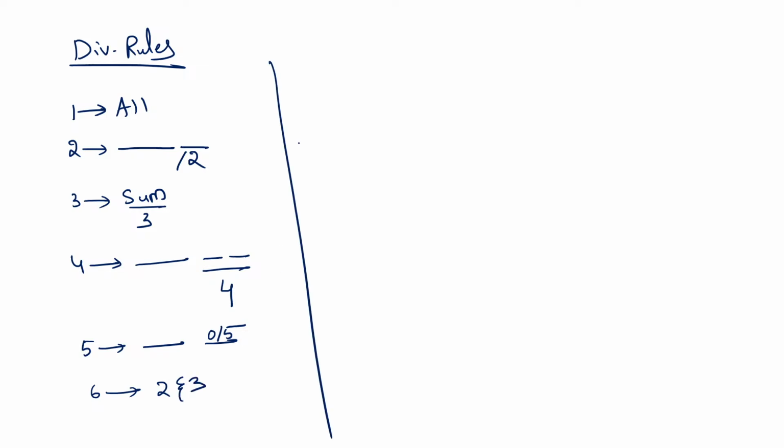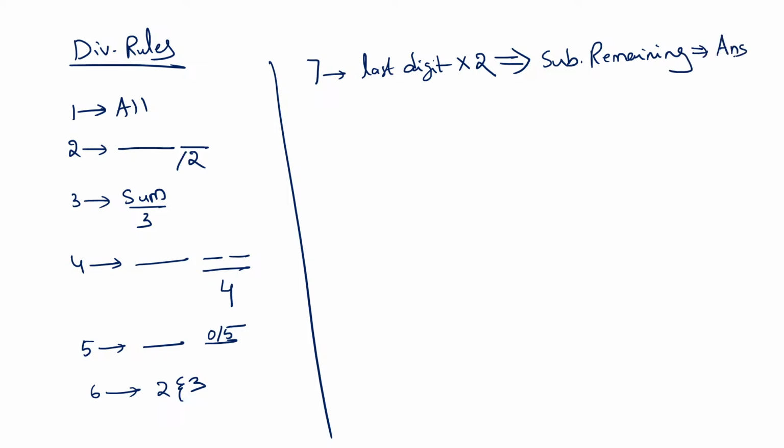Next, what is the rule for 7? Take the last digit, multiply it with 2, then subtract from the remaining numbers. Then if the answer is divisible by 7, then the number will also be divisible by 7.